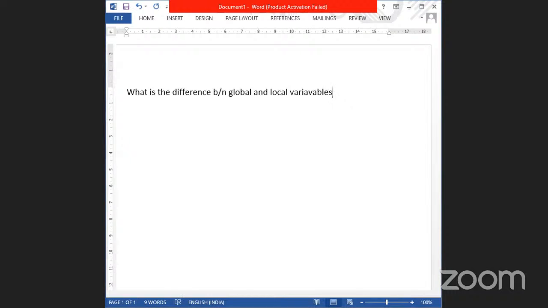So what is the difference between global and local variable? Our first question for today is this. Please make sure that your answer is in a professional way.